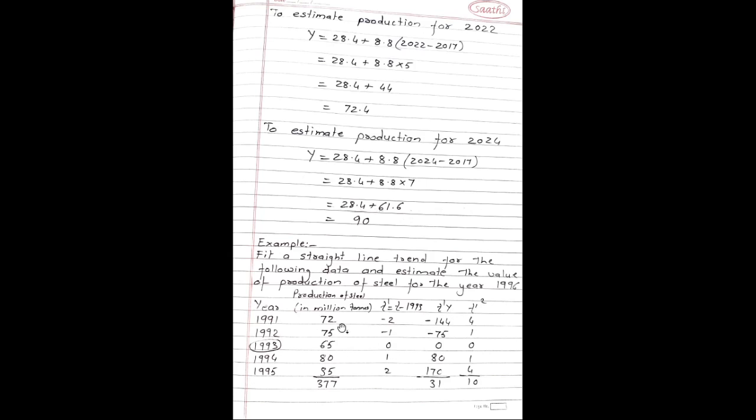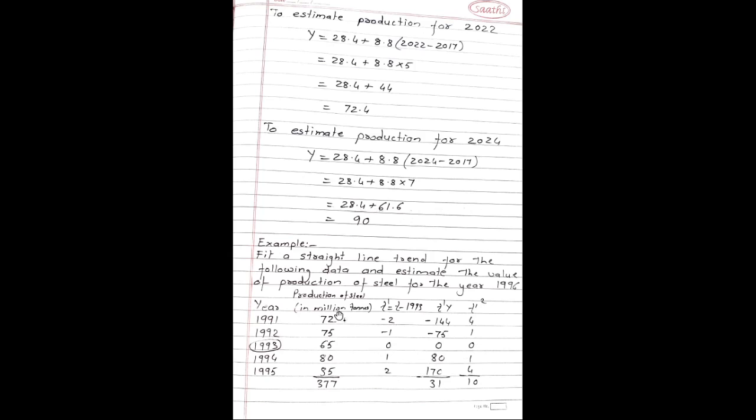So minus 2 into 72, the value is minus 144. Minus 1 into 75, the value becomes minus 75. 0 into 65, value is 0. 1 into 80, value is 80. 2 into 85, the value becomes 170. And T dash square becomes minus 2 square is 4, minus 1 square is 1, 0 square is 0, 1 square is 1, and 2 square is 4.